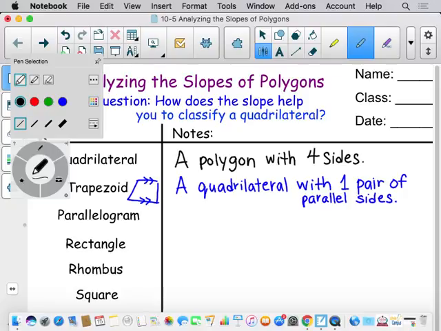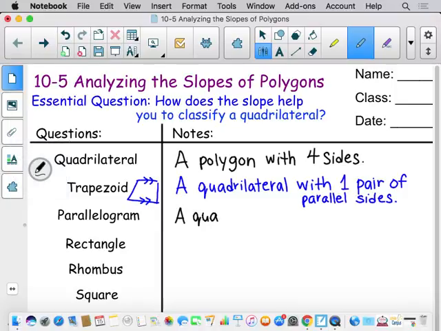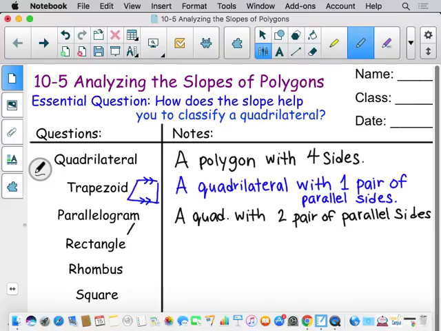A parallelogram is also a quadrilateral. I'm going to abbreviate quadrilateral now. And a parallelogram has two pairs of parallel sides. So a quadrilateral with two pairs of parallel sides. So it's a little bit more specific than a trapezoid. Instead of having one pair that's parallel, it has two. So a parallelogram looks like this. You can think of it as like a slanted rectangle.